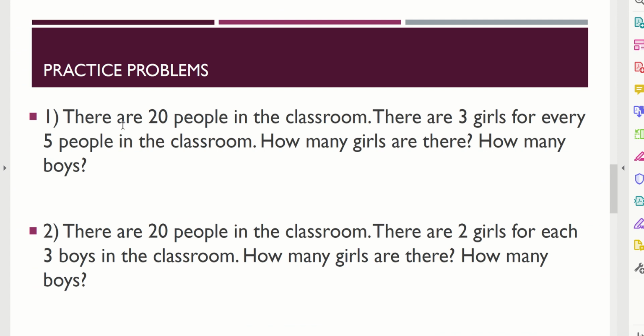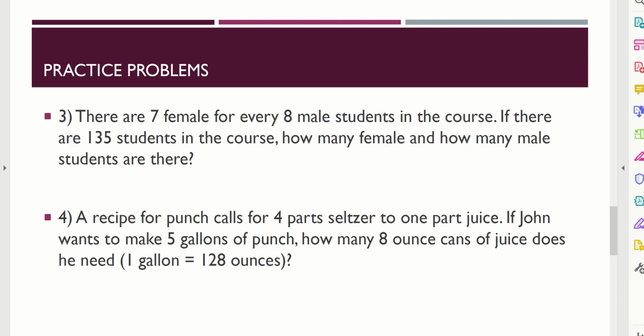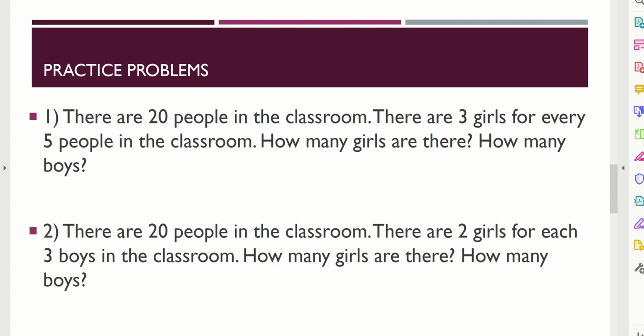So there are 20 people in the classroom, so that's our total. Let me get my pen out. Can I draw this? Nope. Okay, I don't want to get to that example first. Okay, so there are 20 people in the classroom. There are 3 girls for every 5 people in the classroom. How many girls are there? How many boys are there? So there are 2 questions.